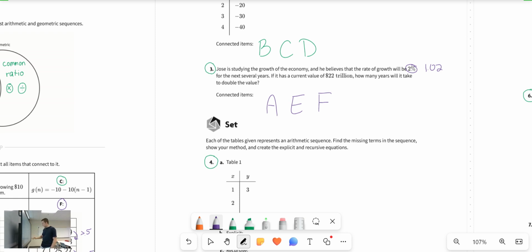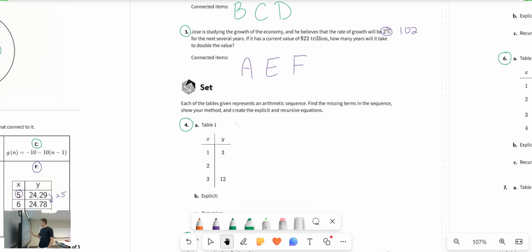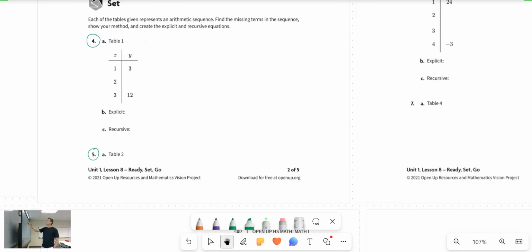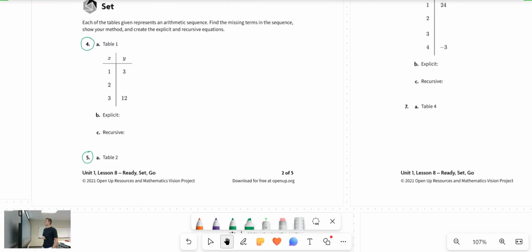Okay, now let's move on to number 4. Each of the tables given represents an arithmetic sequence. So it's telling us right off the bat, arithmetic sequence. Find the missing terms in the sequence, show your method, and create the explicit and recursive equations. We're only dealing with arithmetic here, which is good, because in arithmetic we know we're going to add the same thing. Whatever our step is here, we're going to have the same step here.